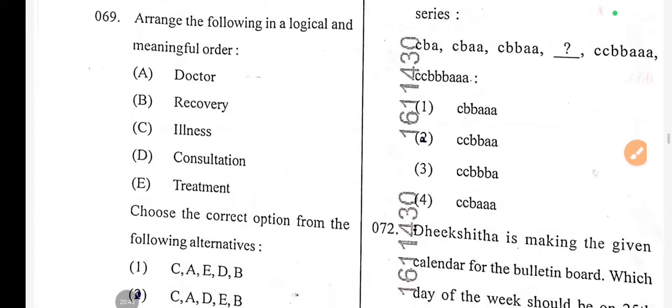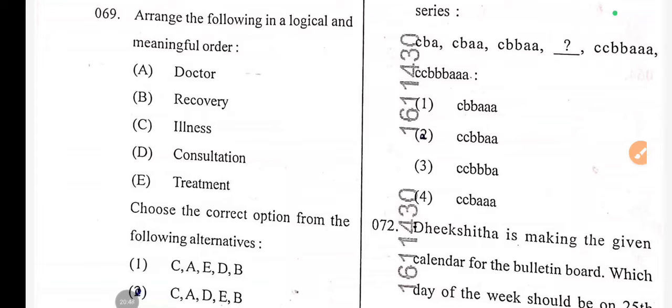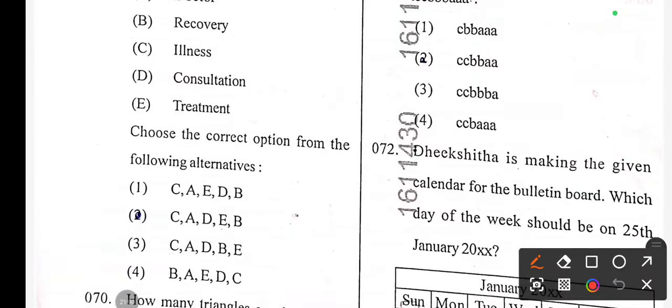Question number 69. Arrange the following in a logical and meaningful order. A. Doctor. B. Recovery. C. Illness. D. Consultation. E. Treatment. Choose the correct option from the following alternatives. Answer option 2, C, A, D, E, B.